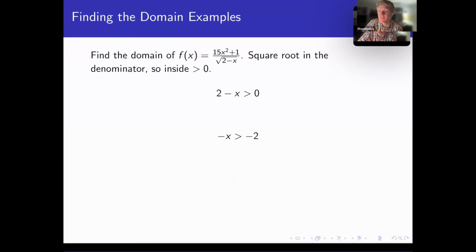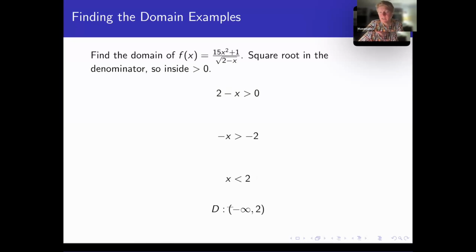We can divide both sides by -1, but think back to 1.6. When we divide both sides by -1, we flip the sign. Don't forget that. It's been a while, I understand, but divide both sides by -1, the sign flips to less than. This says all the x values less than 2, so everything to the left of 2.